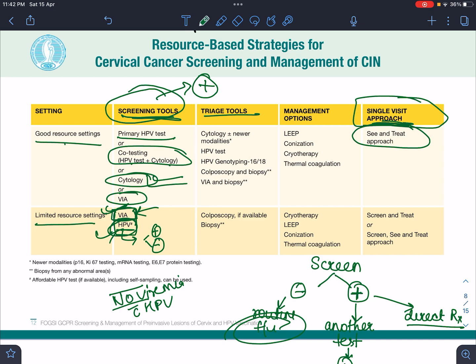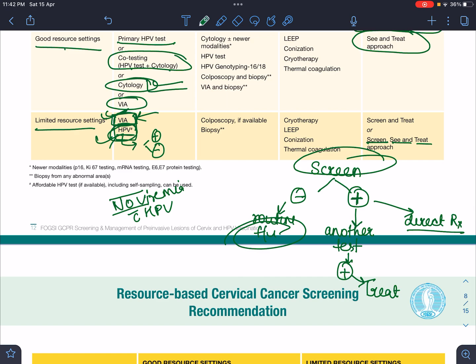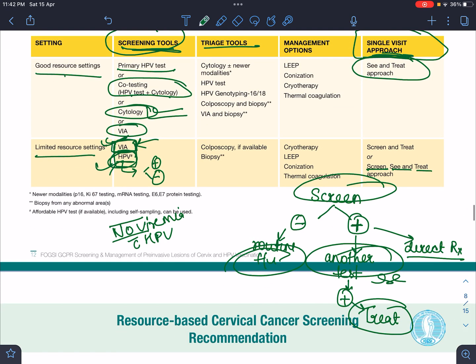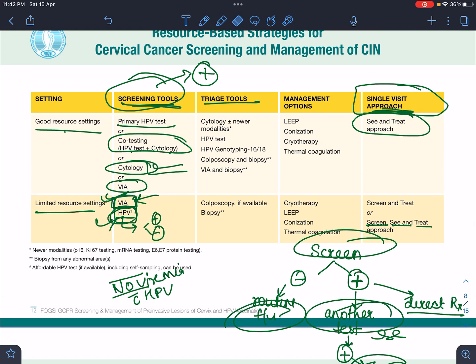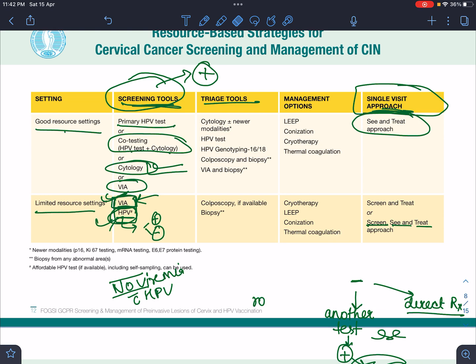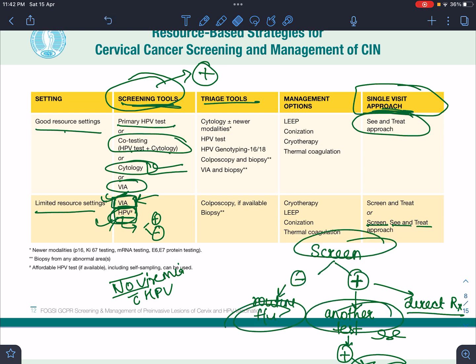Second, there is a screen, see and treat approach. So you are screening, another test you are seeing, and then you are treating. So this is actually for people who are ready for follow-up. You can do this also, depending on the type of lesion, type of results that you are getting, all of that. Now, like I said, for screening, these three tests, and these two in limited resource setting.